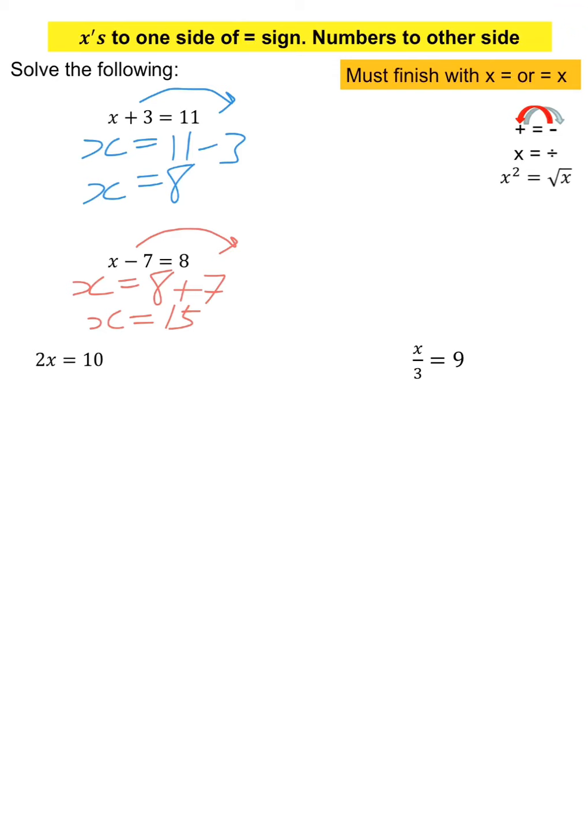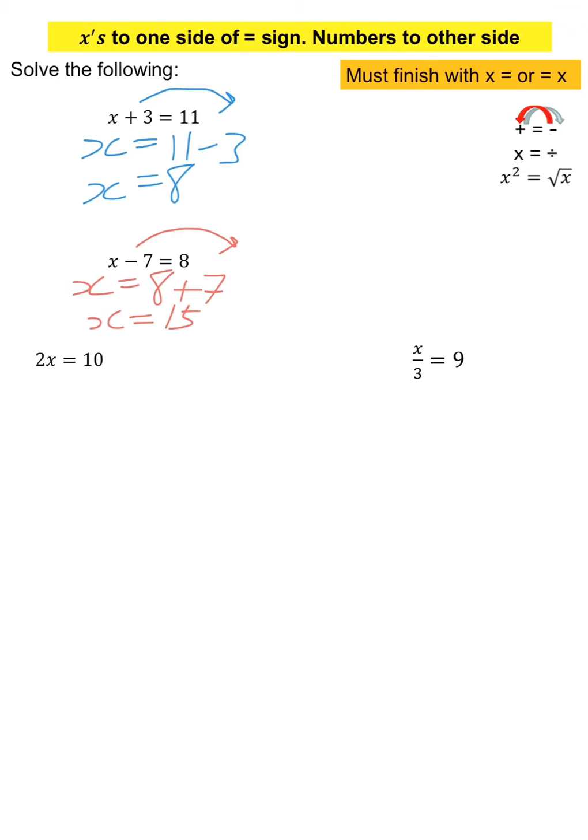And for these two questions, if you want to do it the other way around, so what I mean by that is, for the second one, we found x is equal to 15. If you substituted 15 back instead of x, you'd have 15 minus 7, which is 8. So you know you're correct. Likewise with the first one, if we put 8 in instead of x, we'd have 8 plus 3, which is 11. So that's called verifying your answer. If you substitute your answer back in instead of x, and both sides of your equation match, then you know you're correct.